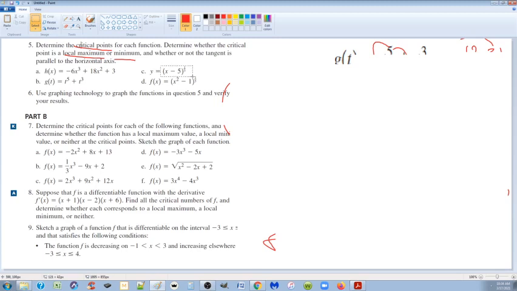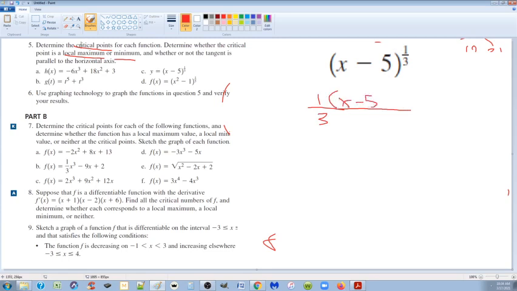So looking at this one, to take the first derivative, we need the chain rule. And we get this. It essentially becomes negative (x minus 5) to the negative 2/3 times 1, the derivative of the inside. So we can just ignore that. Negative 2/3 means it goes to the bottom.